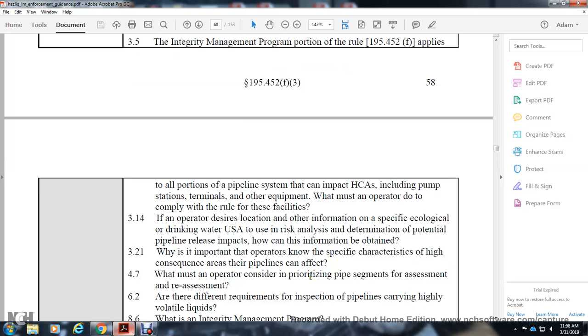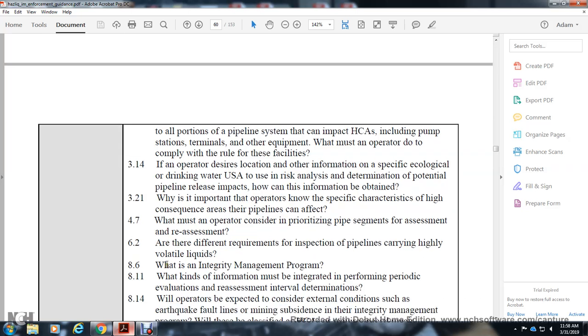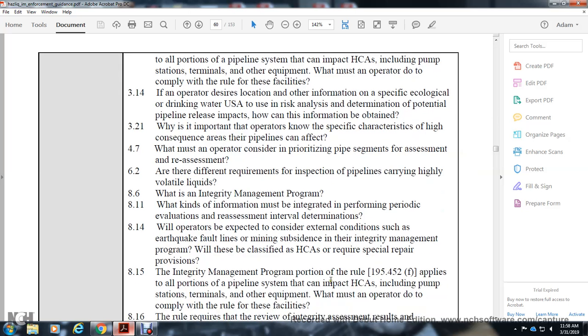4.7: the operator considers prioritizing pipe segments for assessment and reassessment. 6.2: they have different requirements for inspection of pipelines carrying highly volatile liquids. 8.6: for the integrity management program. 11: what kind of information must be integrated when performing periodic evaluation and reassessment interval determinations? 8.14: will the operator be expected to consider external conditions such as earthquakes, fault lines, and mining subsidence? The integrity management program will be classified for the high consequence area and requires special repair provisions.